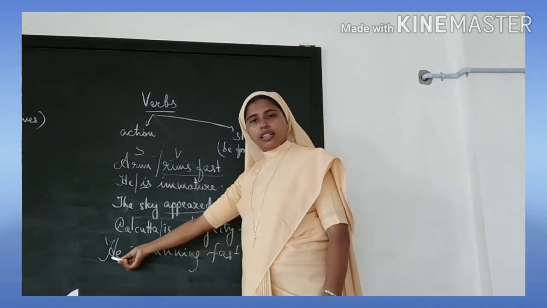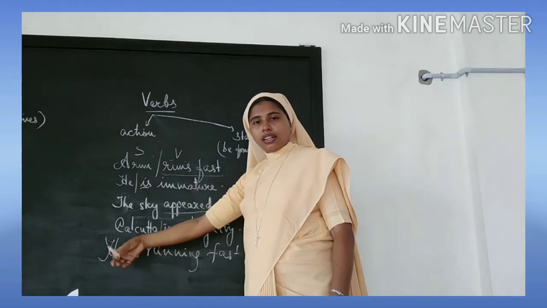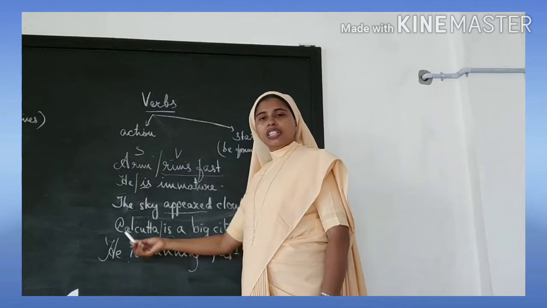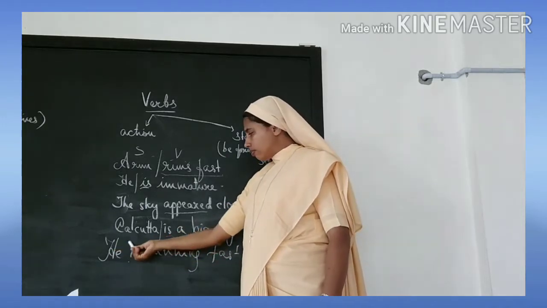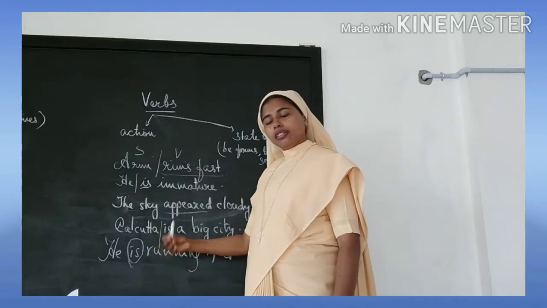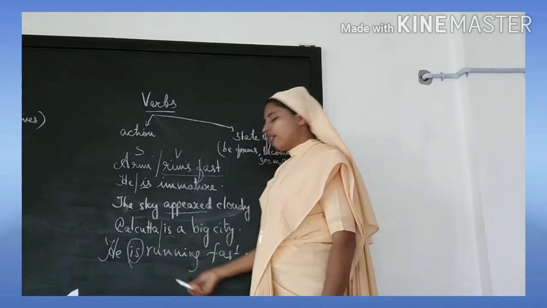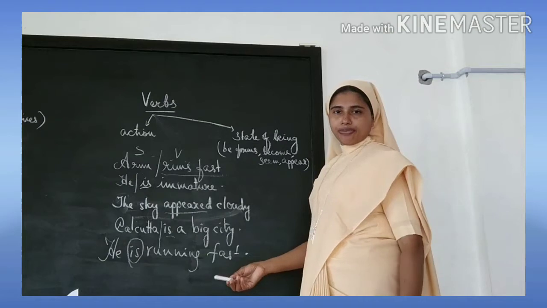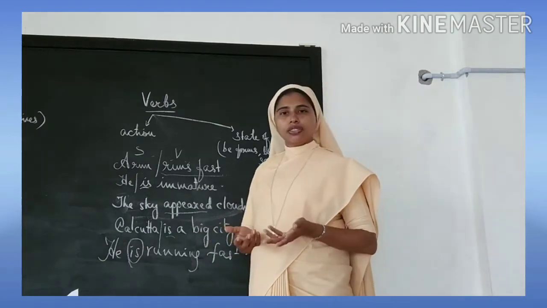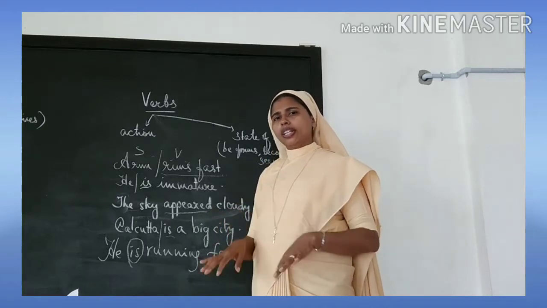Since this is a single person, the number is singular. Here "is" is used. Otherwise, if it was "they," the helping verb form will be changing and the sentence will be "They are running fast." Please remember this. Hope that you understood what a verb is. Already you have studied this.